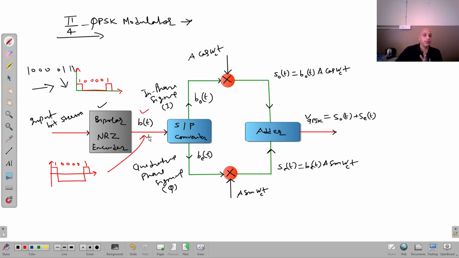Now then it is sent to a series to parallel converter. S to P means series to parallel converter, means its task is to separate the even bit stream and odd bit stream, right? So this is odd bit stream and this is even bit stream, right? Then these two signals are separated, and then they are sent to a product modulator.